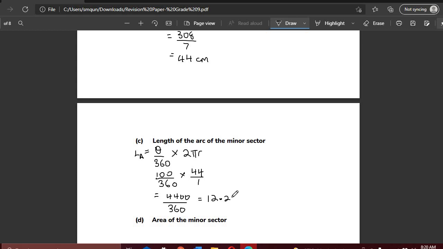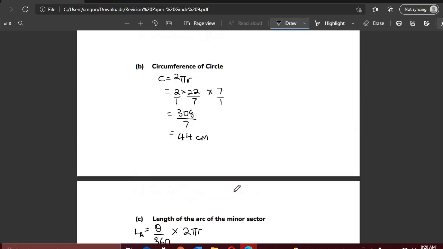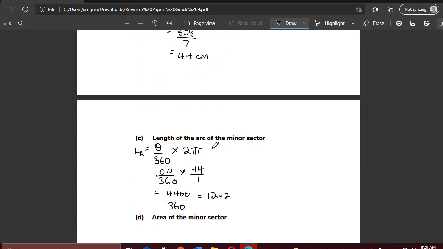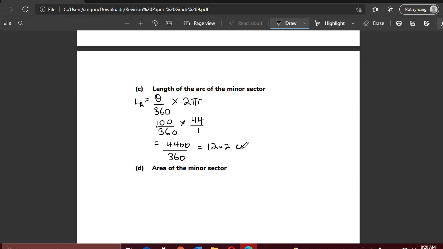And remember your units as well. So the units that you're going to use, the unit that you were given the radius in. So we were given the radius in centimeters. That means our final answer must be in centimeters.